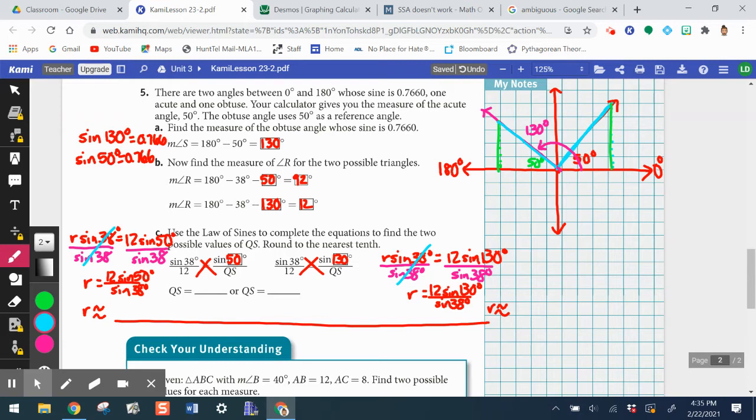So there is another angle measure that actually has the same sine as 50 degrees, and it's the sine of 130.